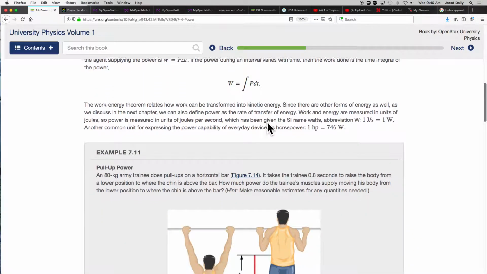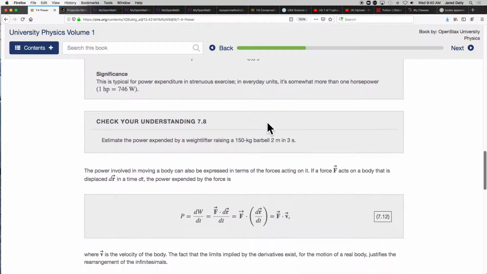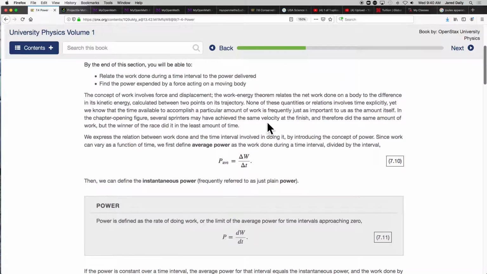Now the last part of this is power. What is power? Power is, in essence, how much energy is being used up every second. It's the energy use. It's like the velocity of energy use, right? So the definition is the change in work over the change in time, or you can think of it as change in energy over change in time, however you want to.